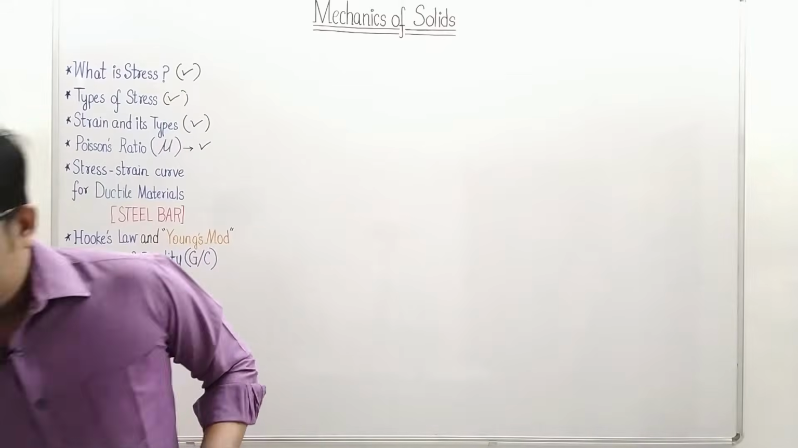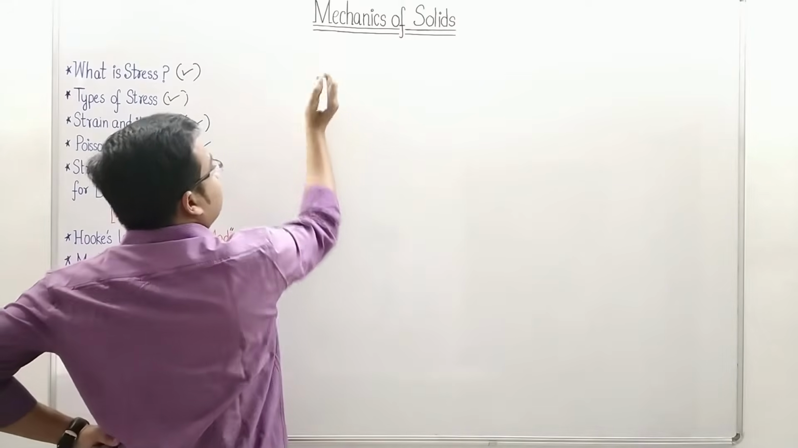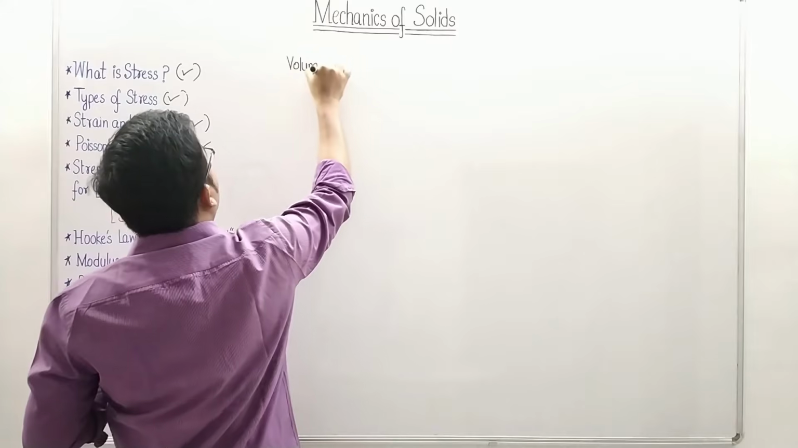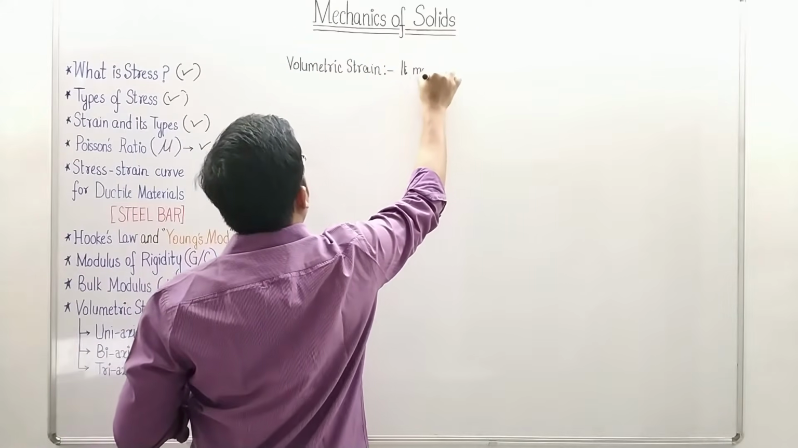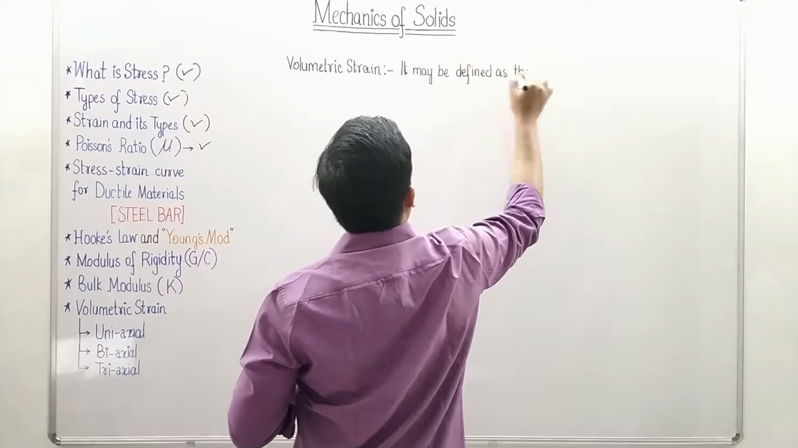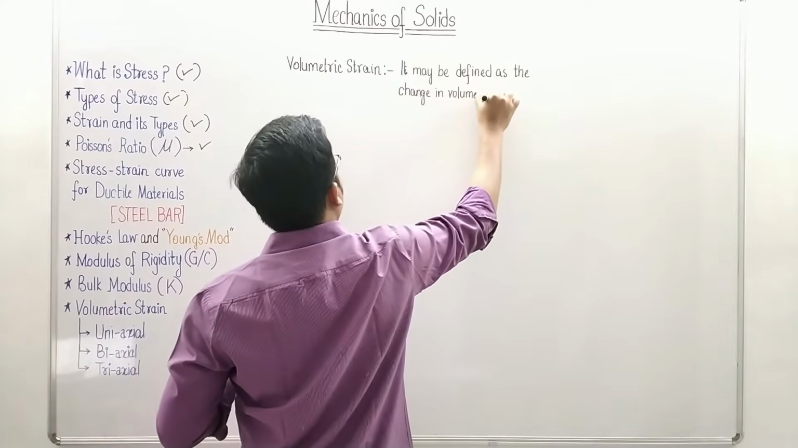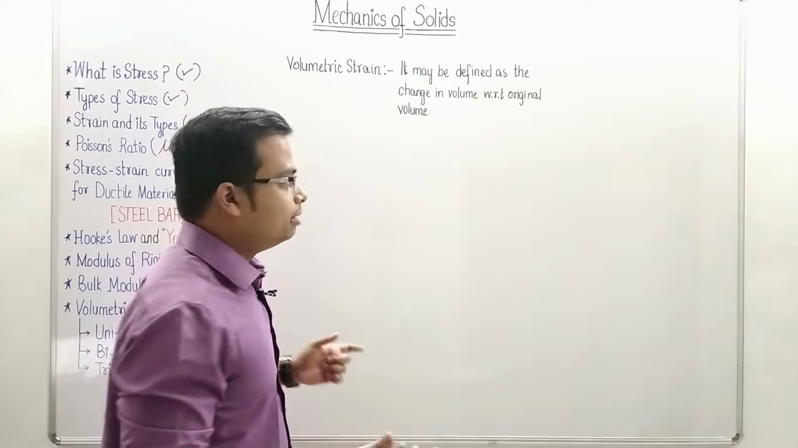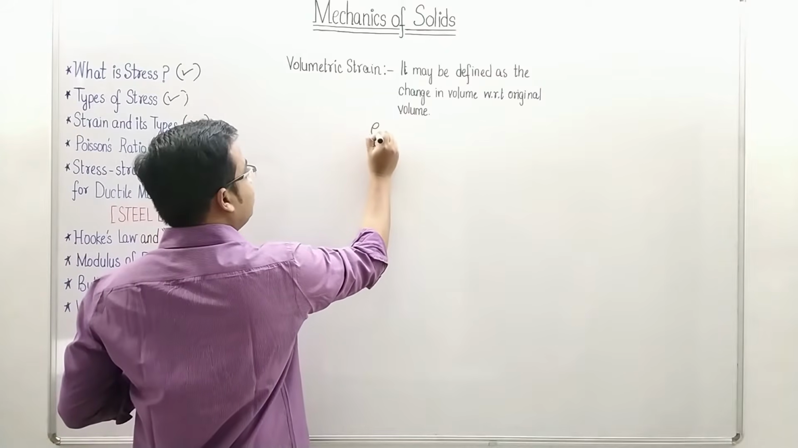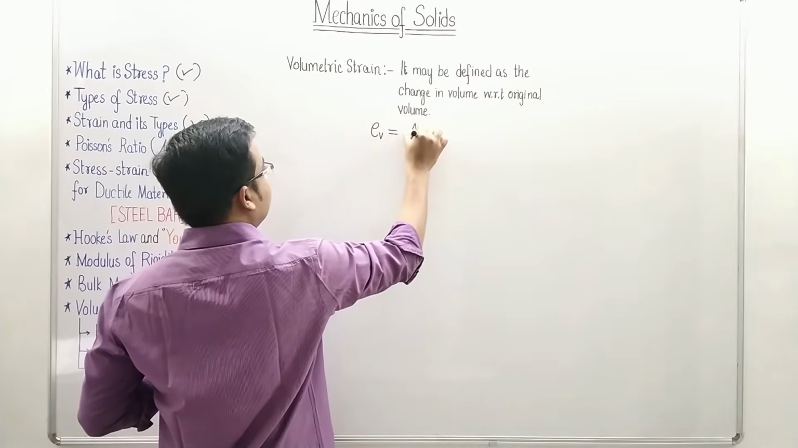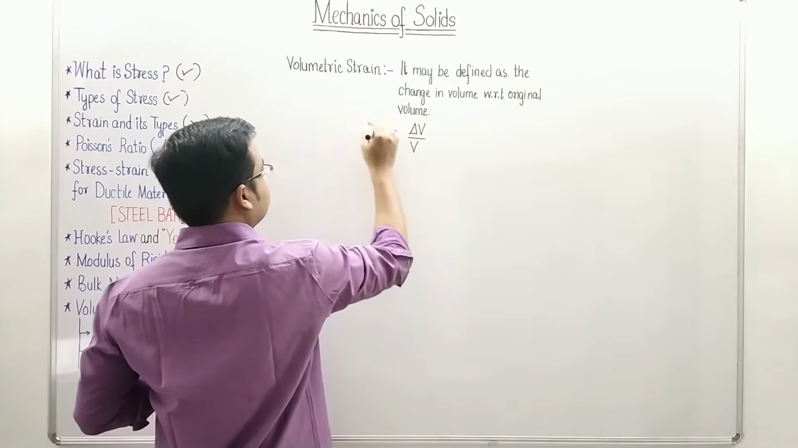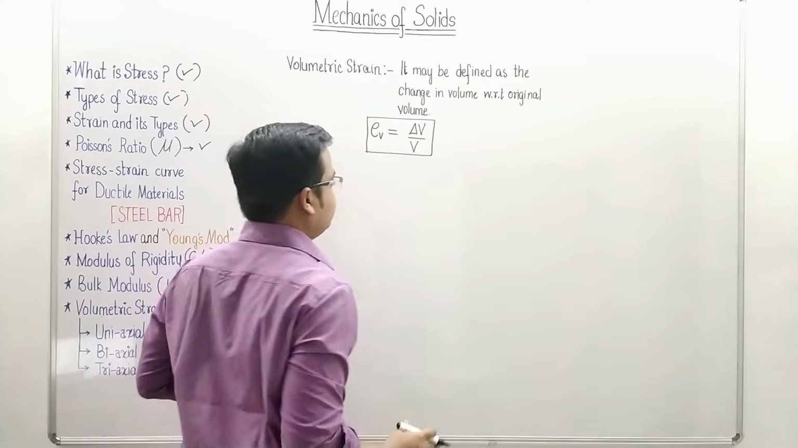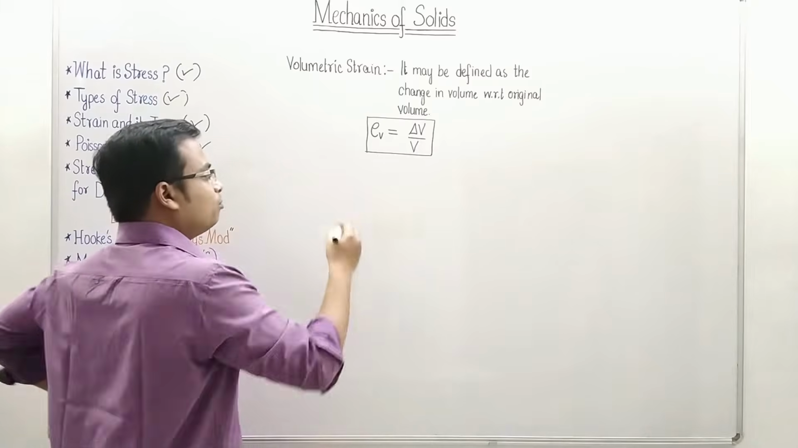So by definition, volumetric strain is defined as the change in volume with respect to the original volume. Now, how can volumetric strain be mathematically represented? First of all, it is represented by EV, and EV is nothing but the change in volume with respect to the original volume. So this is how you can write this volumetric strain mathematically. But do we have an expression? Yes, we do have an expression for volumetric strain.